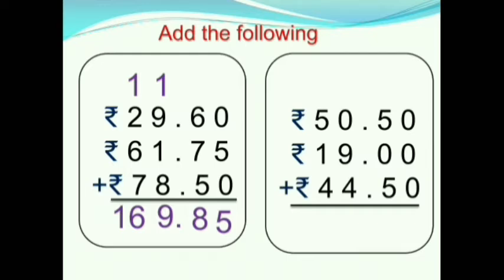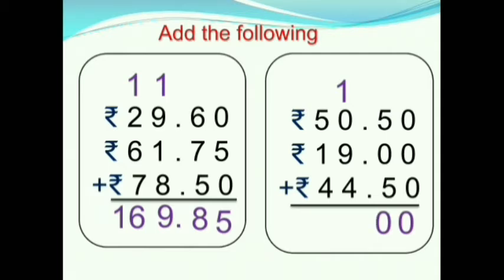50 rupees 50 paise plus 19 rupees plus 44 rupees 50 paise. First we should add the paise place. 0, 0, 0. 0 plus 0 plus 0 is equal to 0. Next we should add 5, 0 and 5. 5 plus 0, 5. 5 plus 5, 10. Write 1 above the 0 and write 0 below the 5.